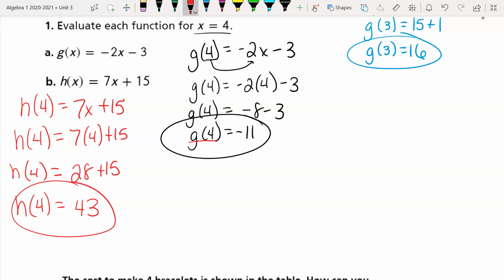Hopefully you got 43 whenever you did that. So again, when we say function notation, we're going to plug it in like this or write it like this so you can solve for a number.